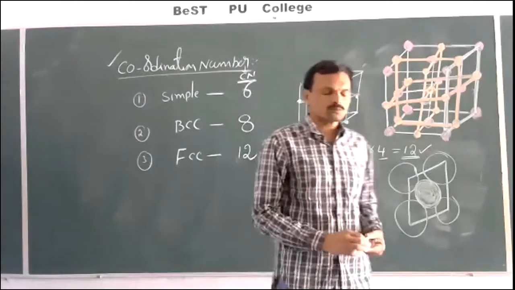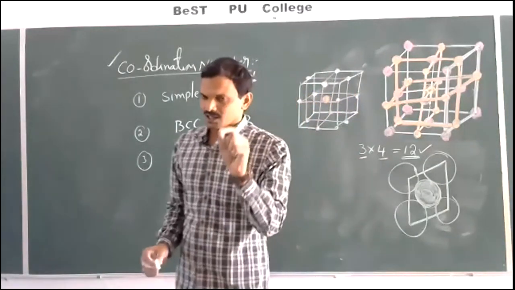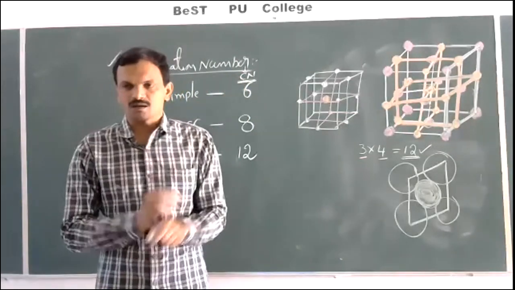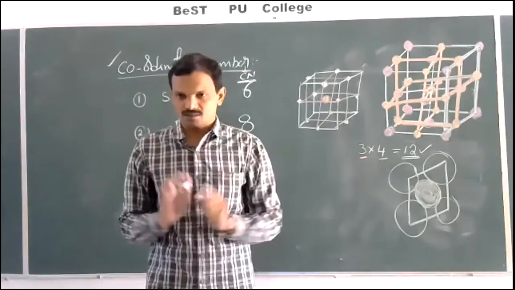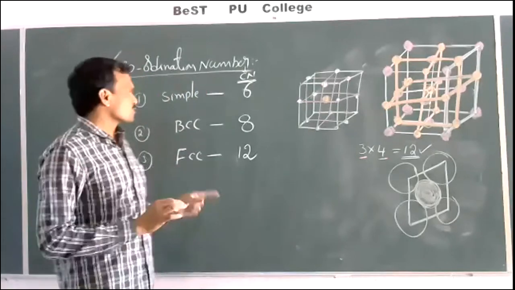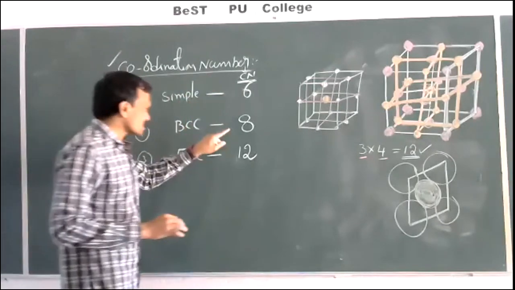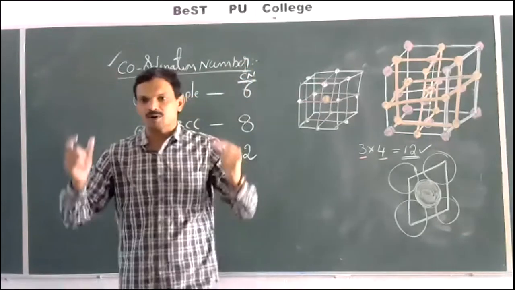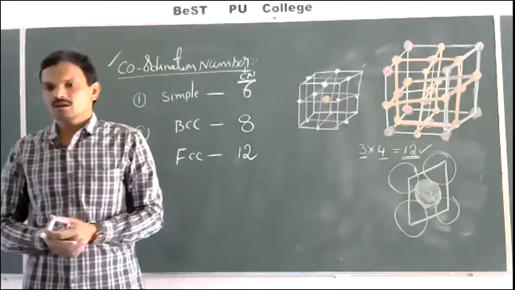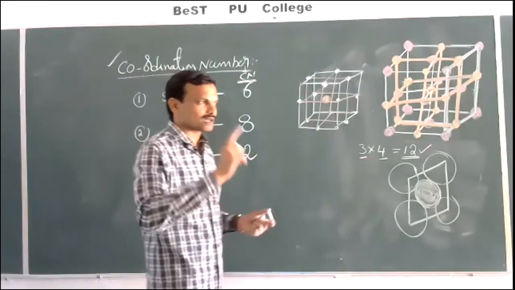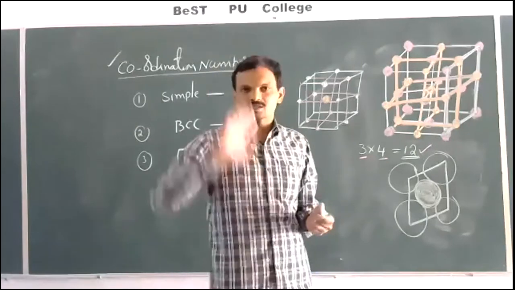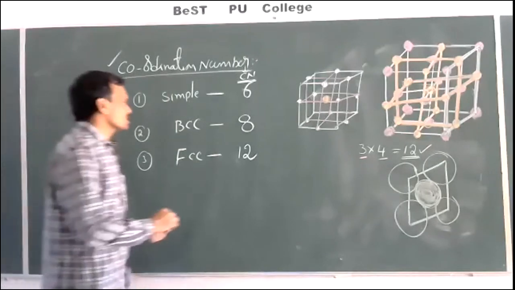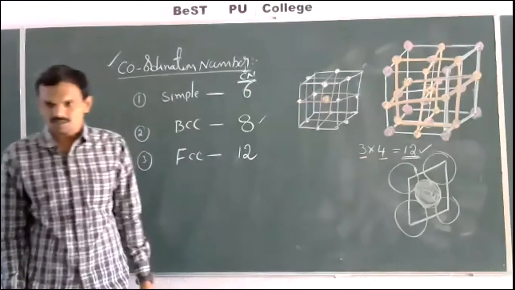In a simple cube, a particle is in contact with 6 nearest neighboring particles. They are nothing but front to back, top to bottom, left to right, any particle. So its coordination number is 6. In case of BCC lattice, the body centered particle is in contact with 8 corner particles within the unit cell, or a corner particle is in contact with body centers of 8 unit cells. So every particle is in contact with 8 nearest neighboring particles.